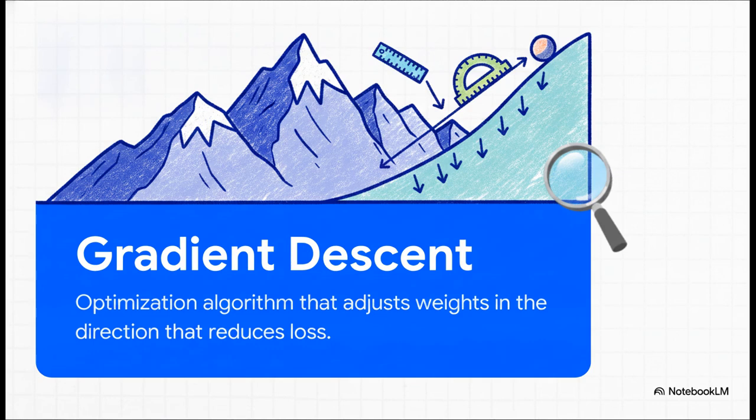In our network's case, that mountain is the loss function, and the bottom of the valley, that's the lowest possible error. The method used to get down there is an optimization algorithm known as gradient descent. The algorithm calculates the slope, the gradient, of the error, and it continuously adjusts the network's weights in the specific downhill direction that reduces that loss. By taking thousands of these tiny, mathematically precise steps downhill, each update slightly improves the model, eventually optimizing the weights to give us a highly accurate system.